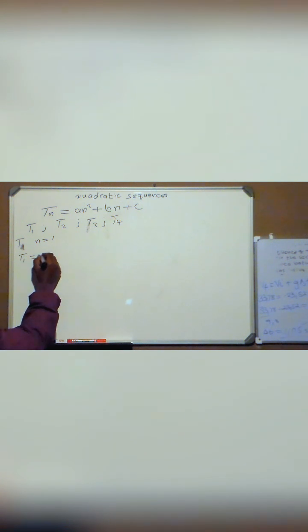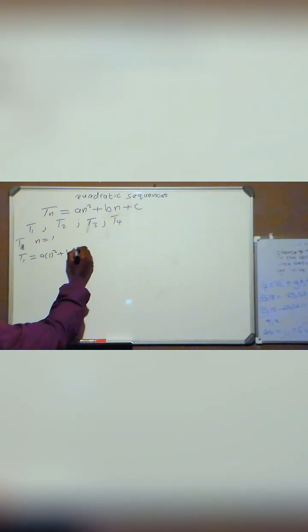So for T1, remember we know that n is equal to 1. So wherever there is n, we'll substitute 1 in the general term of the quadratic equation. So we have T1 equals a times 1 squared plus b multiplied by 1 plus c, right? So this simplifies to, therefore T1 is equal to a plus b plus c. So this is the first term.